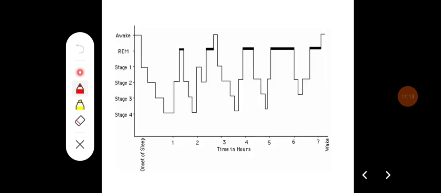So these are the different stages of NREM sleep, that is stage 1, stage 2, stage 3, stage 4, and REM sleep. Initially, sleep starts with stage 1, stage 2, stage 3, stage 4 and then it reverses back like stage 3, stage 2, stage 1, and then there will be REM sleep. So like this, there will be at least 3 to 5 cycles in a total sleep time of 8 hours.